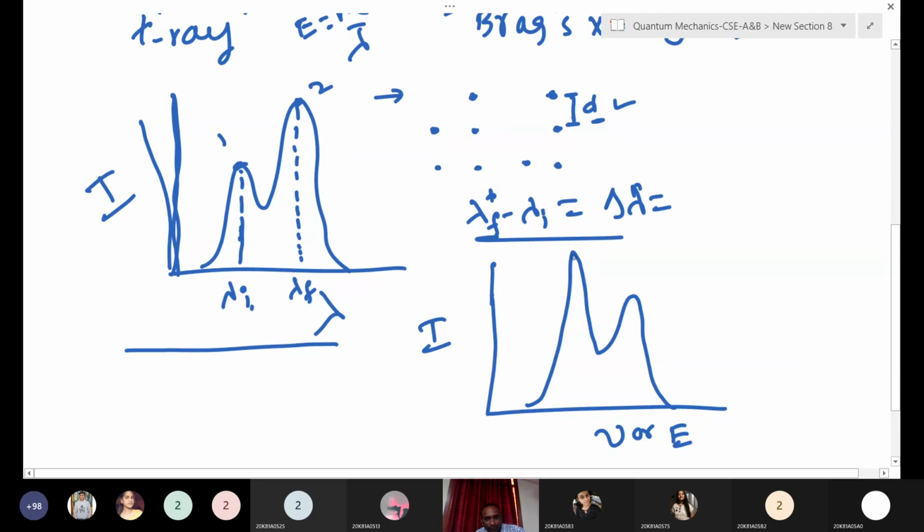That means the frequency is high, or the energy is also high, right? And this is lambda f, or you can say nu f.